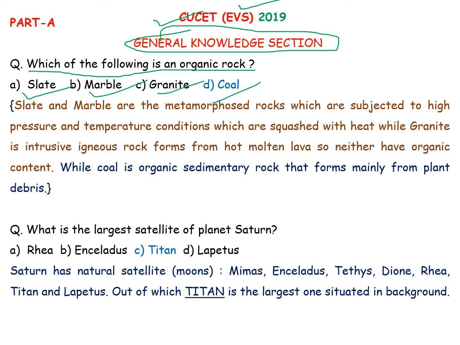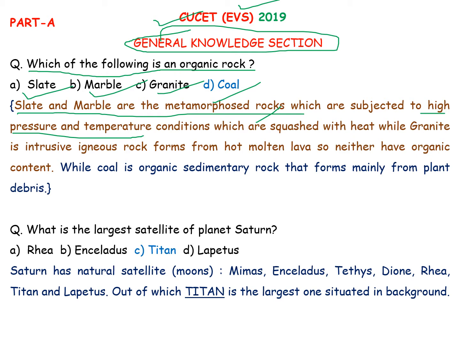Let us discuss. Slate and marble are metamorphosed rocks, subjected to high temperature and pressure conditions, because we know there are three types of rocks. The first one is igneous rock. Igneous means fire. It comes directly through the magma and forms. Again, due to geomorphological agents, these igneous rocks break down into some loose rocks, that are sedimentary rocks.